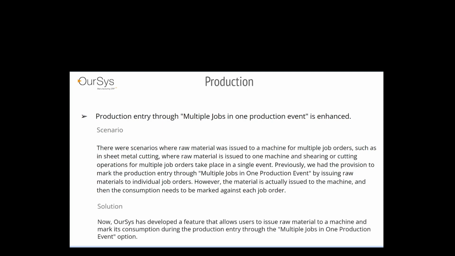Okay, so to tackle this, OurSys has now introduced a feature where the user can issue the material to a machine and record its consumption during production entry using the multiple jobs in one production event feature.